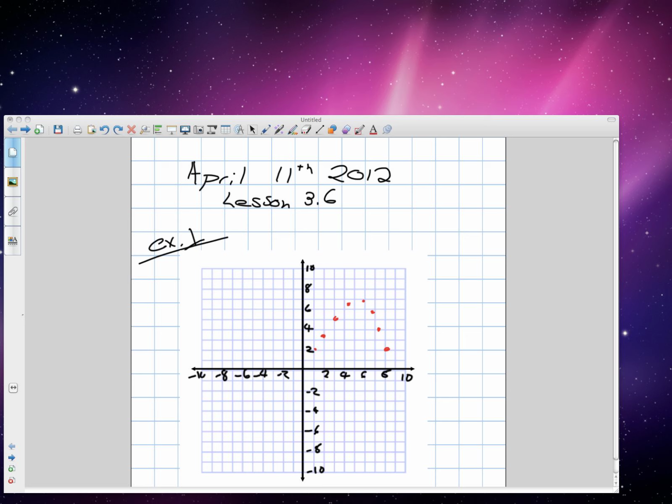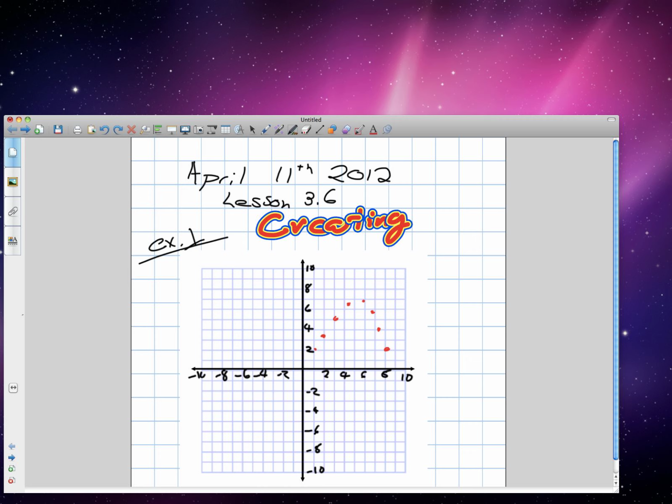Okay, April 11th, I guess we should put a title. This is, grab that door. Okay. Today's, we're creating quadratic models. That's creative. Oh, that's sick.